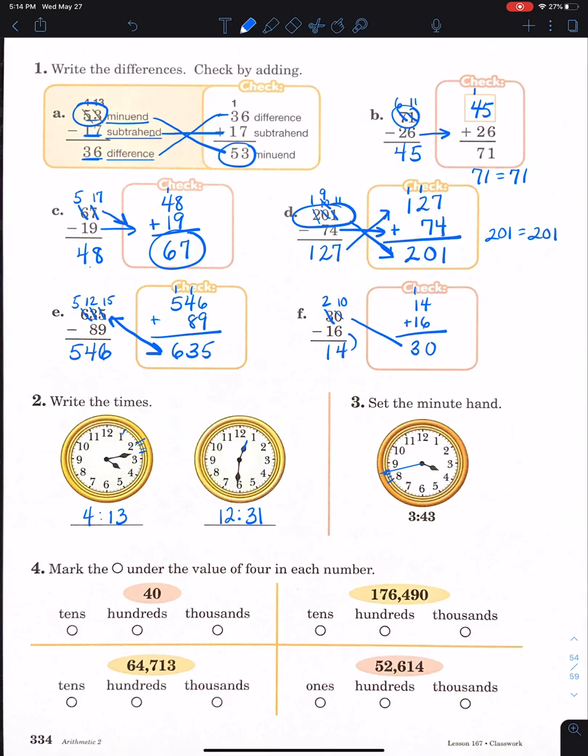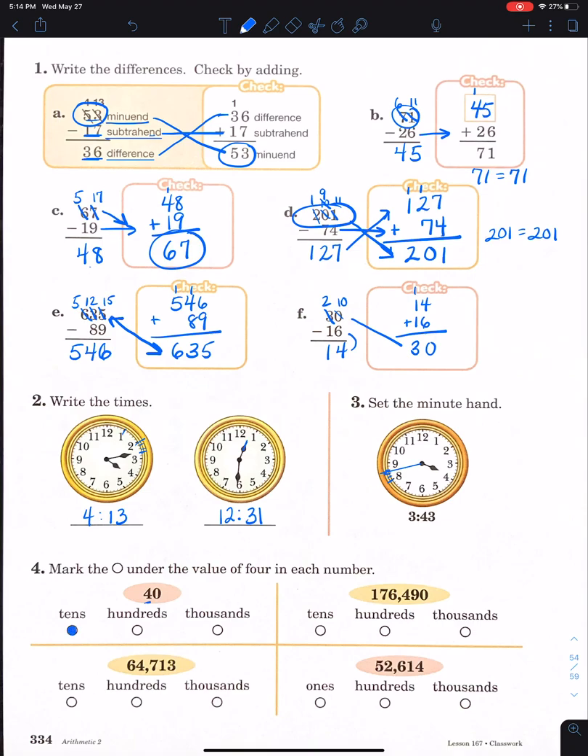And now we're going to do number 4. Mark the circle under the value of 4 in each number. Well, the 4 in the first one here is in what place? The tens, hundreds, or thousands? That's easy enough. That's in the tens place.